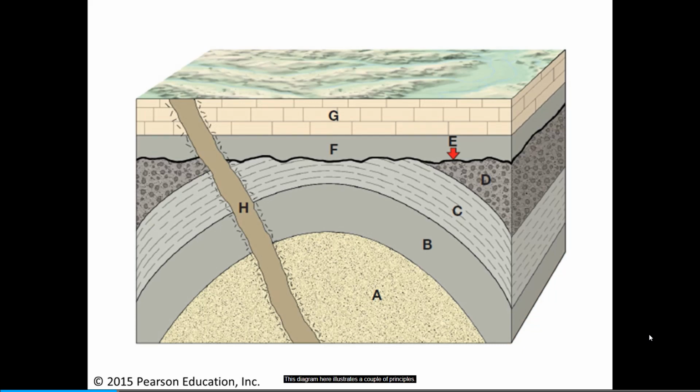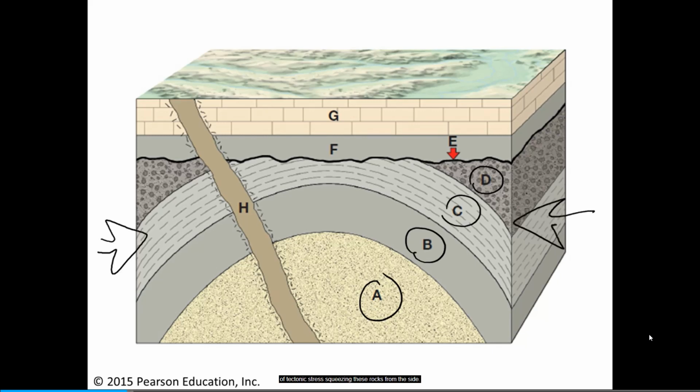This diagram here illustrates a couple of principles. One is the principle of original horizontality. So rock layers A, B, C, and D here would have originally been deposited horizontally. And then at some point after they were deposited, they got folded, probably due to some sort of tectonic stress squeezing these rocks from the side. That folding may have been accompanied by uplift, which encouraged erosion. So you've got that erosional surface there labeled E. That's another unconformity. And then sometime after that, sedimentary deposition resumed at the site with layers F and G being deposited on top of that.